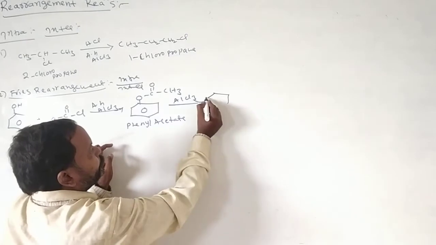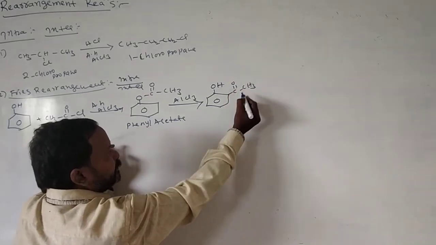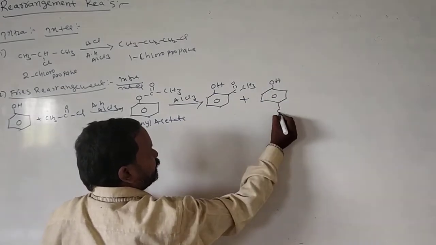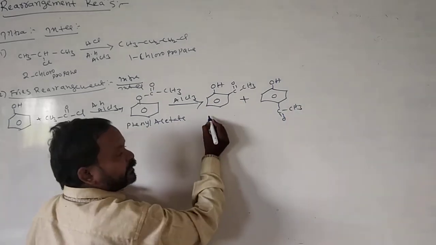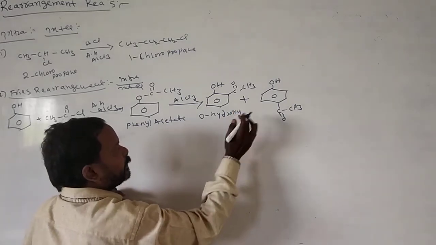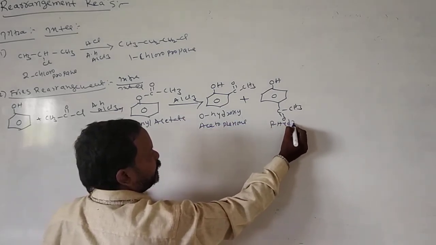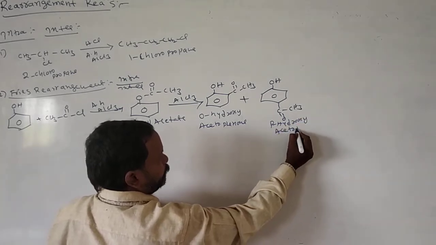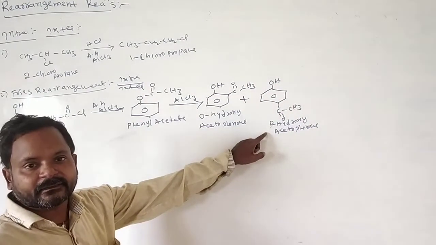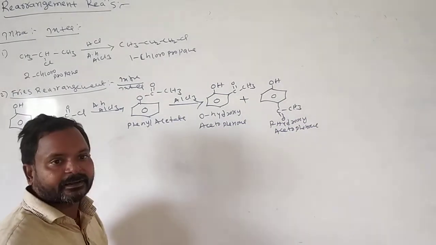In the presence of anhydrous aluminium trichloride, we get products with OH and C double bond O, CH3. This is called ortho-hydroxy acetophenone, and this is para-hydroxy acetophenone. See here, the acetyl group rearranged from oxygen to carbon. So this we call rearrangement.